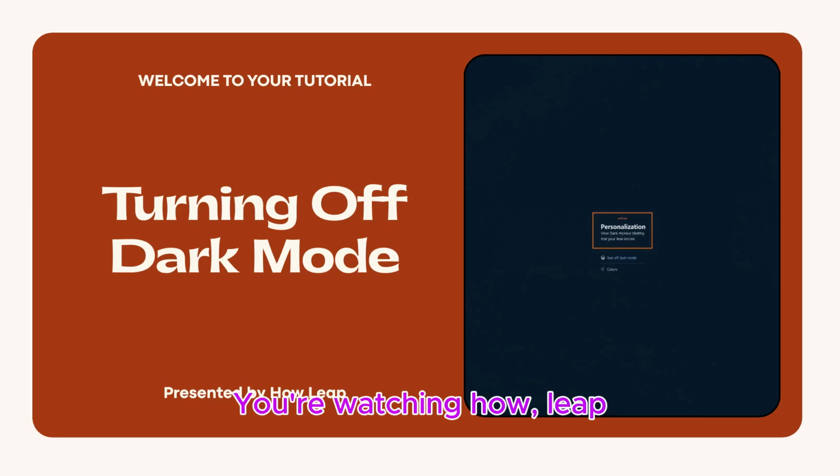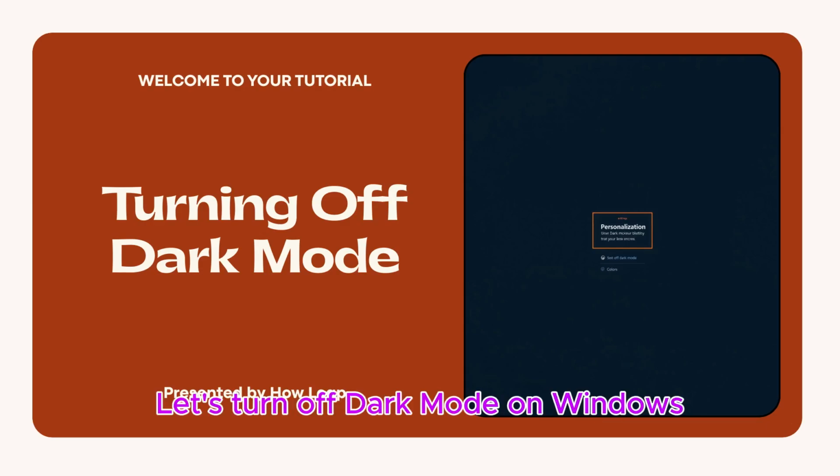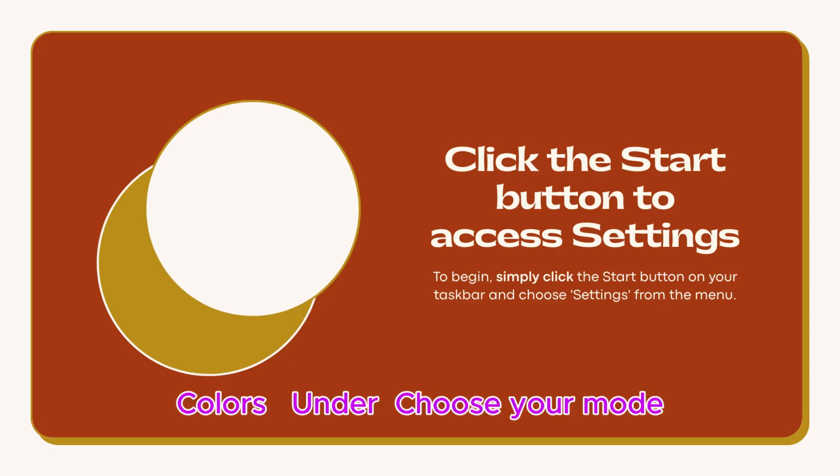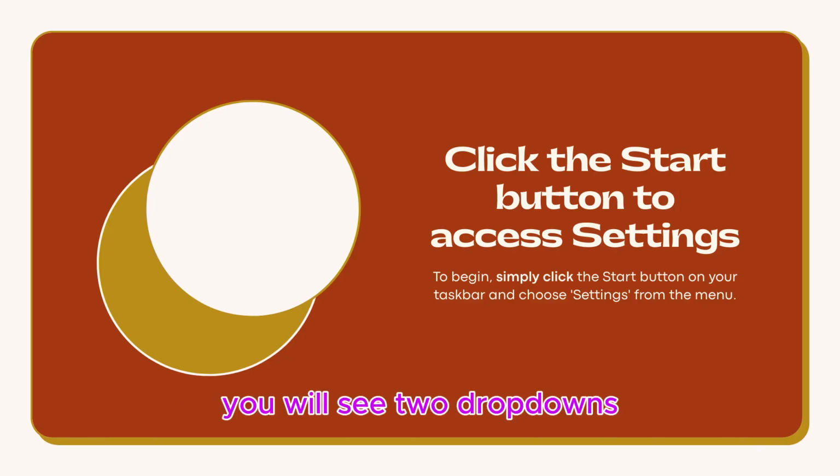You're watching How Leap. Let's turn off dark mode on Windows. Click the Start button and open Settings. Click Personalization. In the left-hand menu, click Colors. Under Choose Your Mode, you will see two drop-downs.